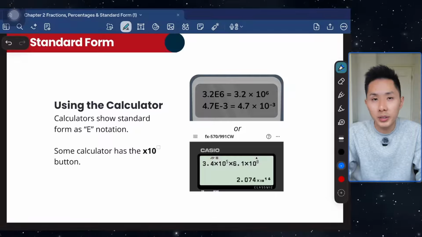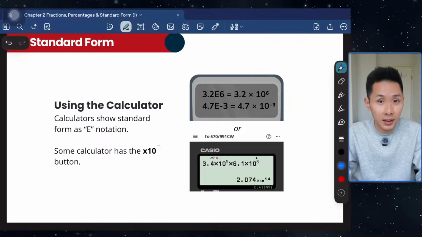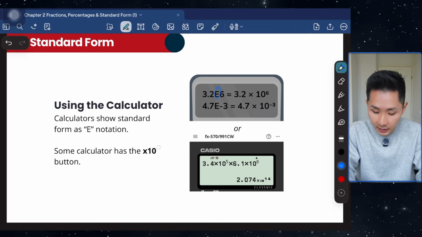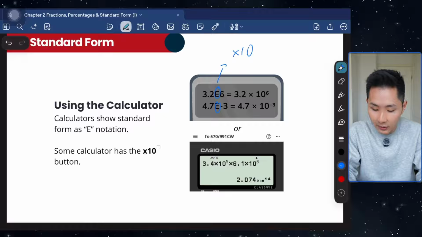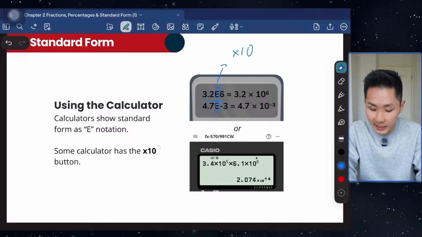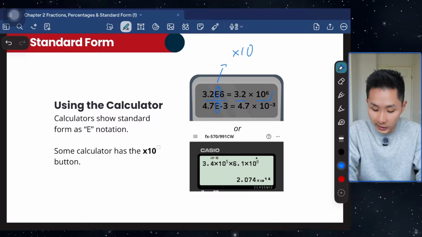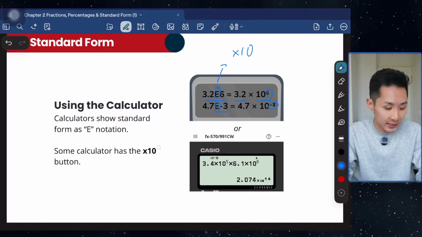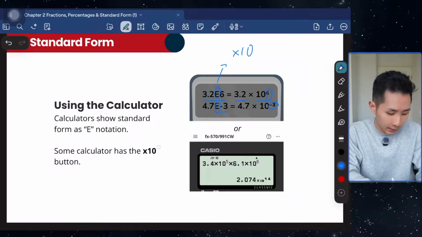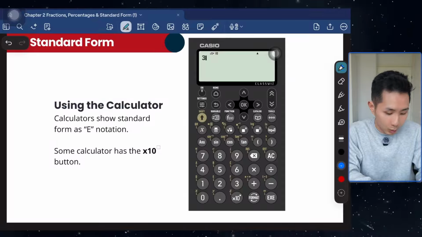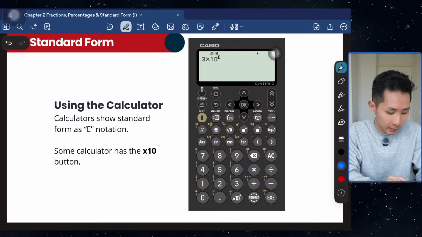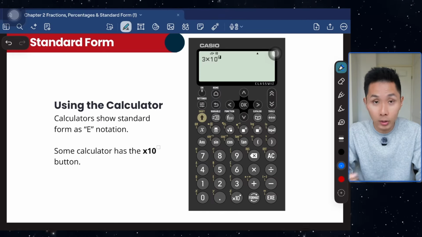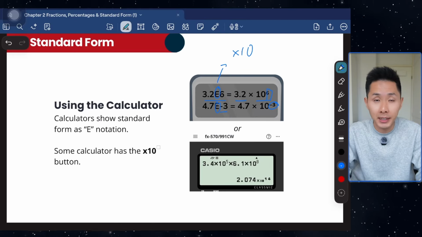So it will also be important to know how to key in standard form into your calculator. So pull up your calculator. You will either see the E button here that represents times 10 to the power of something. So 3.2 E6 means 3.2 times 10 to the power of positive 6. If there's a negative, it means negative. Or if you are using the same calculator as I do, you're going to have something like this button, let's do 3 times 10. You will see this button, 3 times 10, and you can key in whatever indices you want. So look into your calculator and see how you key in standard form into it.